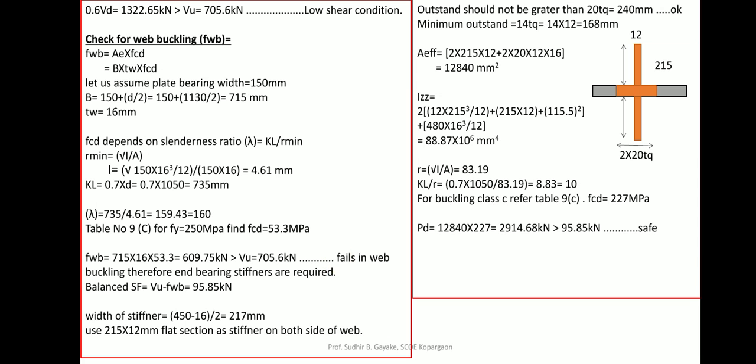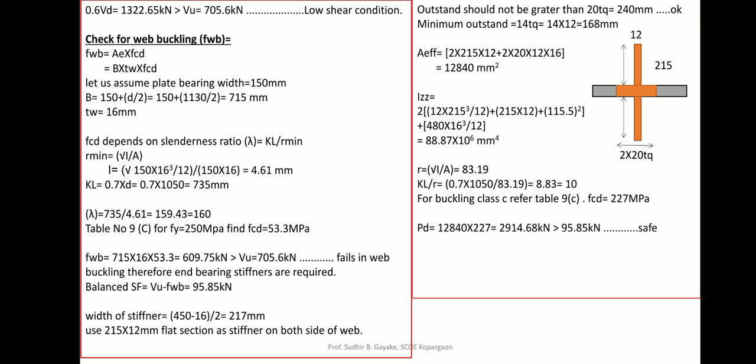So either you may increase the bearing width, that is, instead of 150 you may adopt 200, or in the second case you may provide end bearing stiffeners at both sides. Both are options, you may provide either. For example, the load carried by your bearing is near about 609, and the remaining force will be 705 minus 609, which is 95.85 kilonewton. For this value you need to design your end bearing stiffeners.